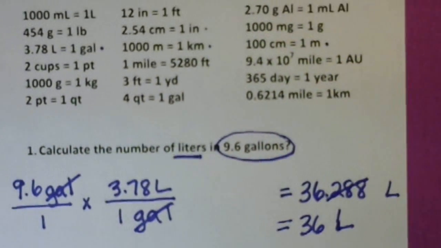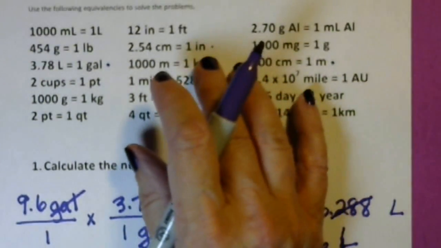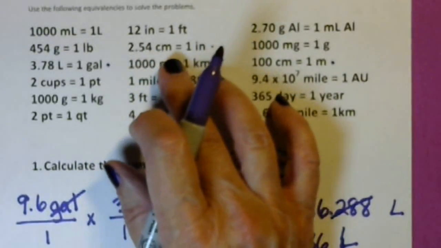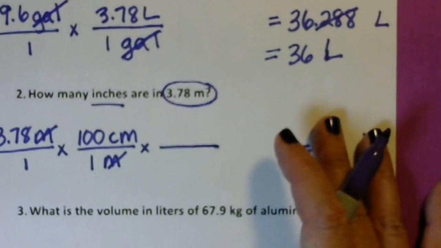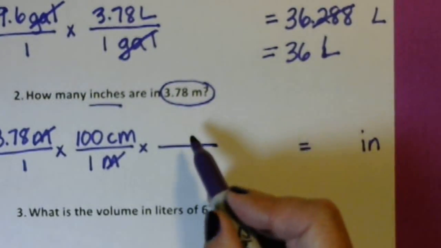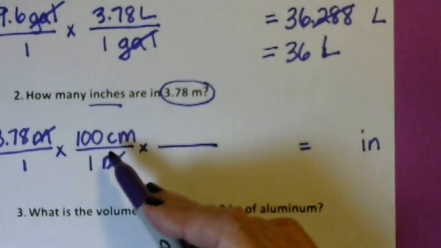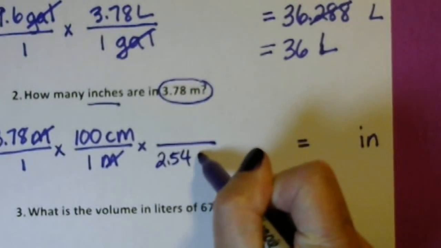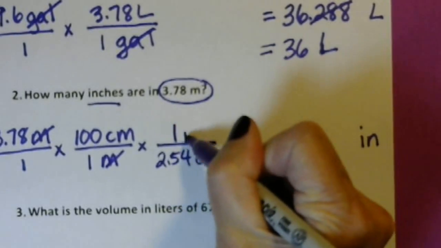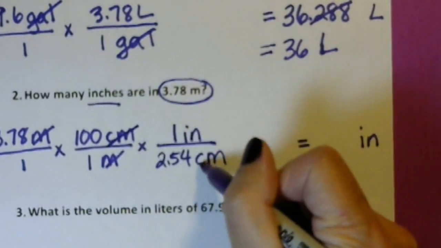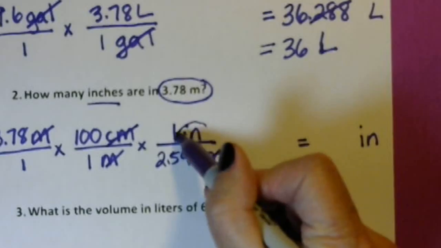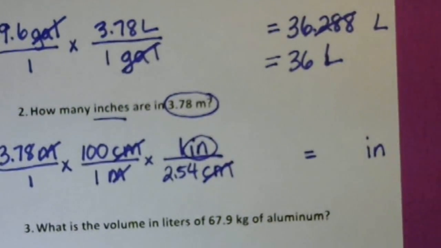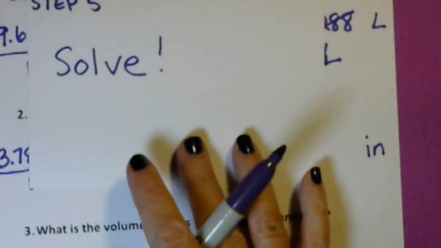So I go back to my fractions up here, or my equivalencies that I'm going to turn into fractions, and I see that there's 2.54 centimeters in 1 inch. Which goes on the top and which goes on the bottom? Well, I need to get rid of centimeters, so that's going to go on the bottom, and inches is going to go on the top. Centimeters cancel, and I'm left with inches, which is what I want. So I'm ready for step 5, which is to solve.